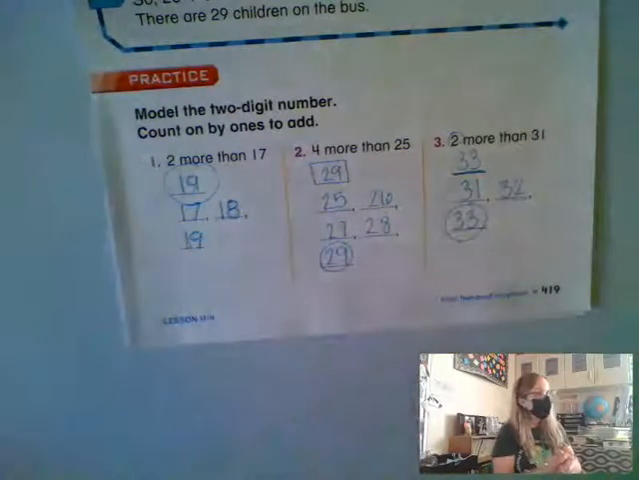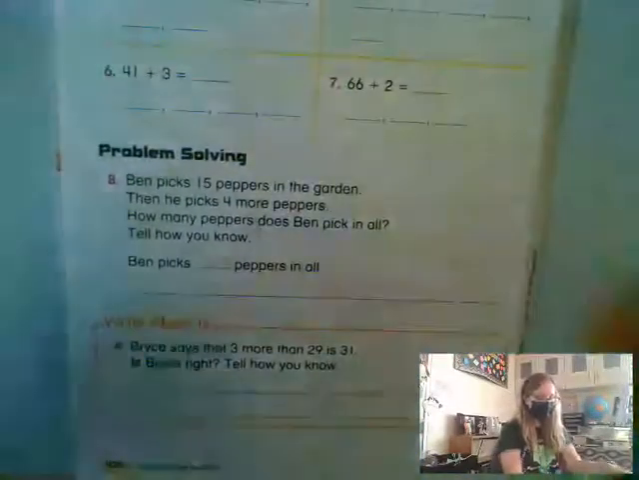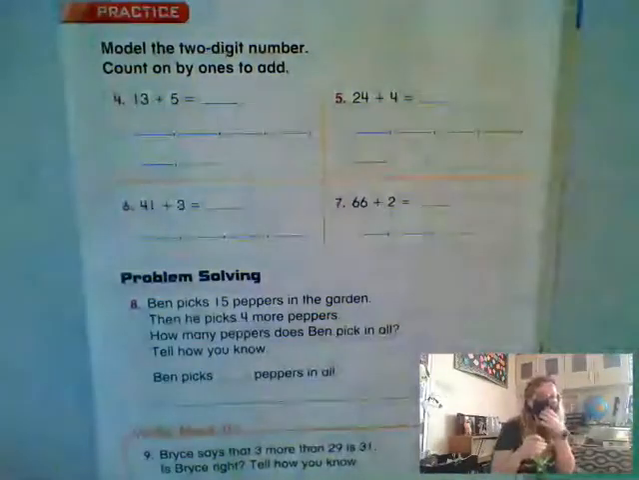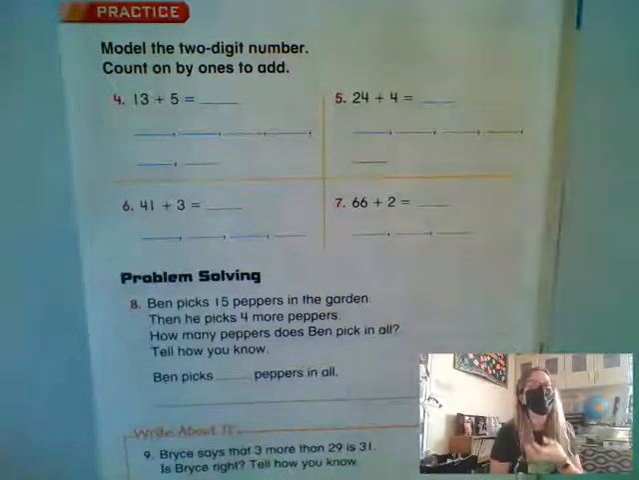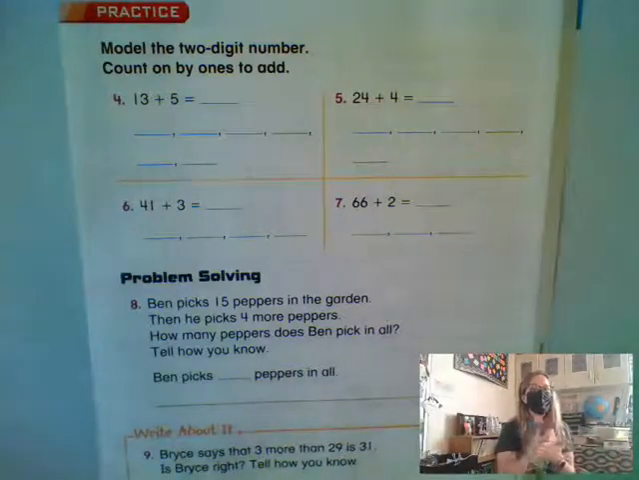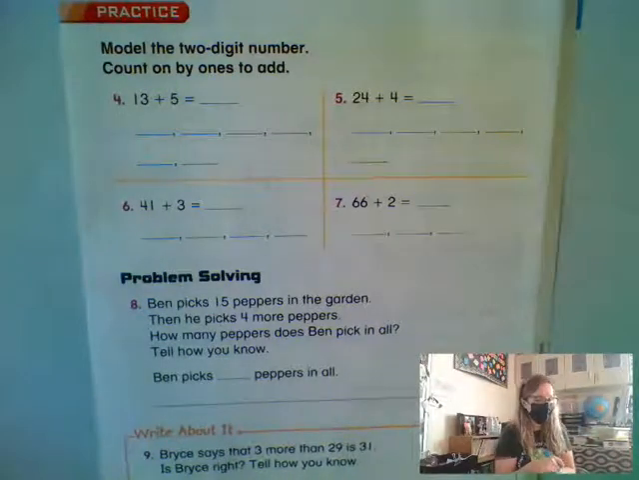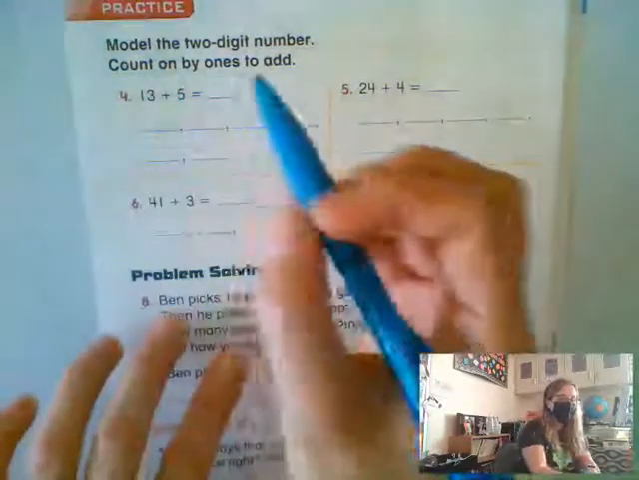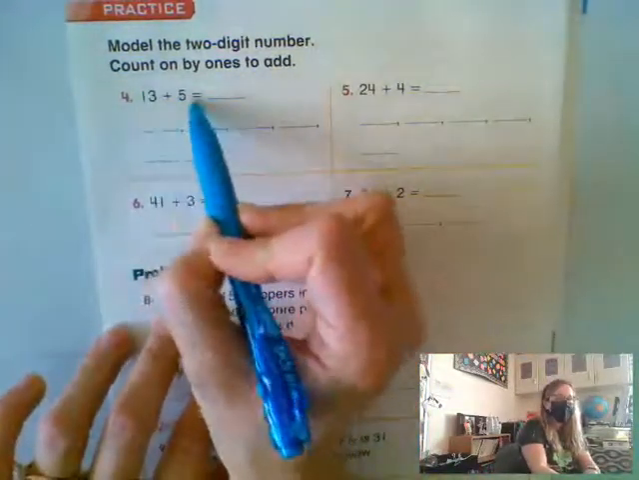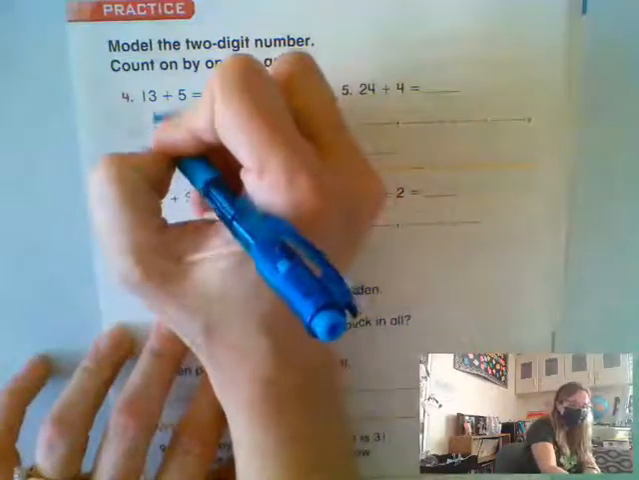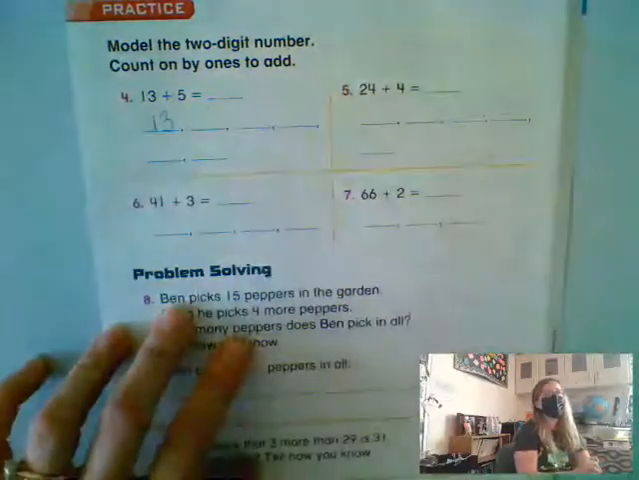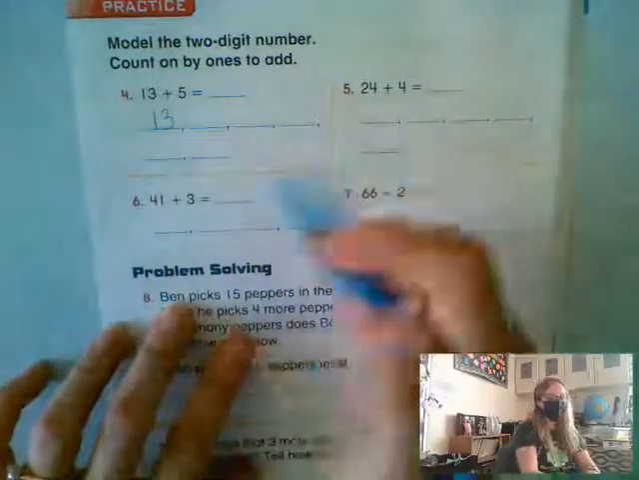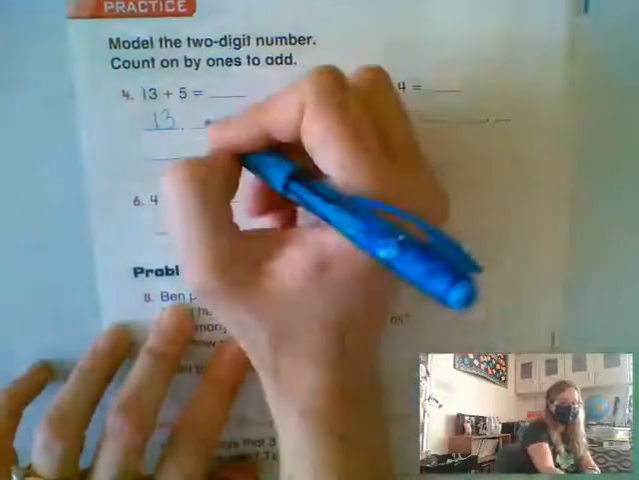Okay, all right, so go ahead now and turn to the top of page 420. It says model the 2-digit number, count on by ones. So we're growing by 1, okay? So same thing here. We're going to start by putting our 13 plus 5. So let's put our 13 on the first line so we can show what we're doing here. And Faith, will you count us up 1, 2, 3, 4, 5 more?